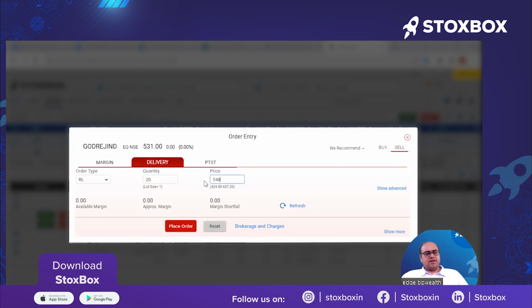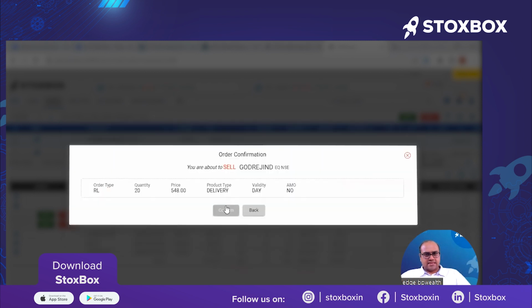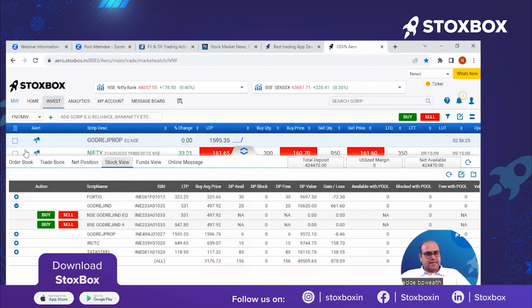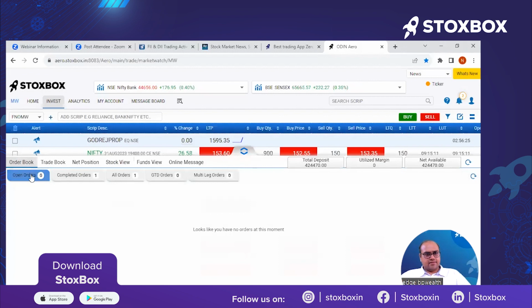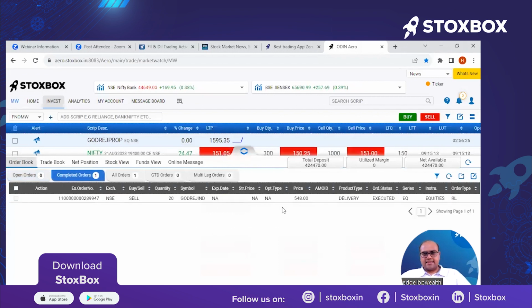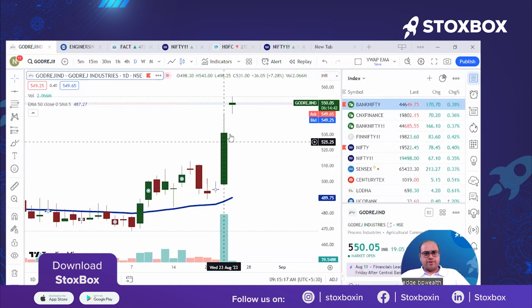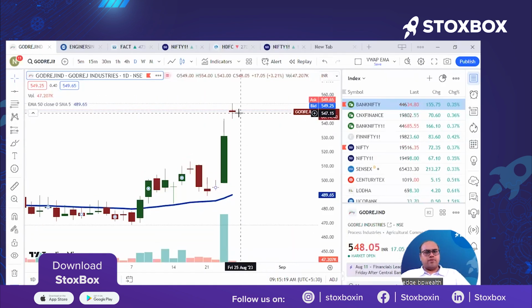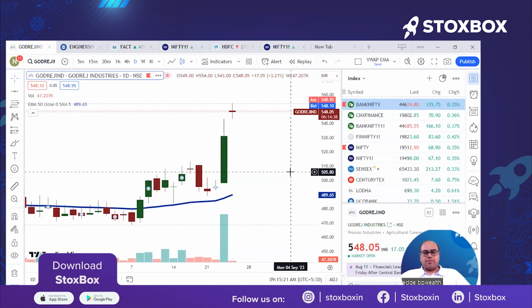548 करके डाल देंगे. Almost target पे open हो रहा है. So book your profit in this. 548 करके place करके confirm कर देता हूँ. Let's check गया कि नहीं गया. Completed. Yes. So Godrej Industries, I have booked it over here. क्या open हुआ? 550 पे open हुआ at our target. So we have booked our profit in this.